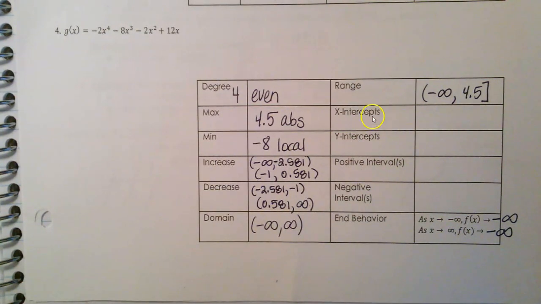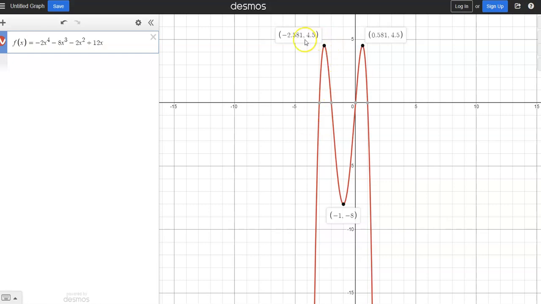Next up, x-intercepts and y-intercepts. So let's go find those. Let's look at the difference between what we have been looking at and what we need now. We don't need any of these points that are labeled right now. Let's click off of those. We need these points.